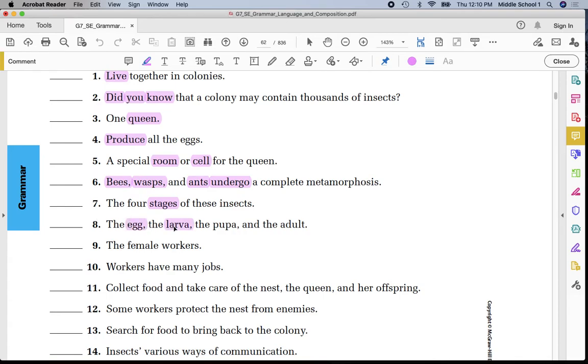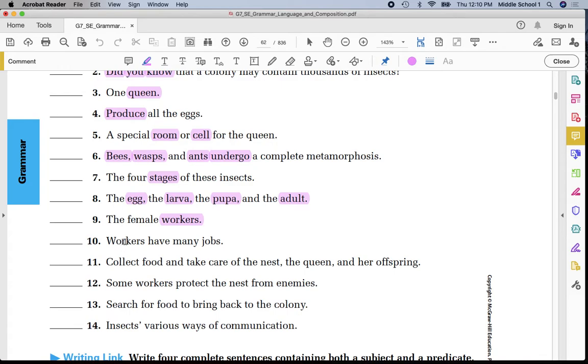Egg, larva, pupa, adult. These are all simple subjects. It's missing a predicate. This is a fragment. On the line, I put P. It's missing a predicate. The female workers. Once again, simple subject. It's missing a predicate. This is a fragment. I put P on the line.